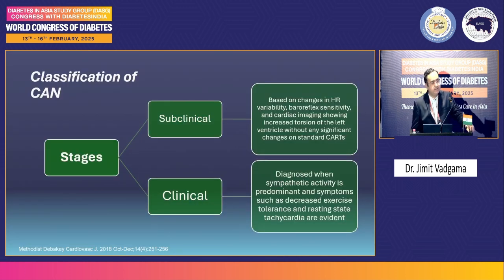There are two main parts. Subclinical, where patients are unaware and clinicians are unaware. Only when we test it on the cardiac autonomic reflex testing machine, based on heart rate variability, baroreceptor sensitivity changes, and cardiac imaging, does it show abnormality, which is called subclinical CAN. The clinical phase is where it is diagnosed, with sympathetic activity predominant, and symptoms such as reduction in exercise tolerance and resting state tachycardia are evident. That we call the starting of the clinical phase of CAN.